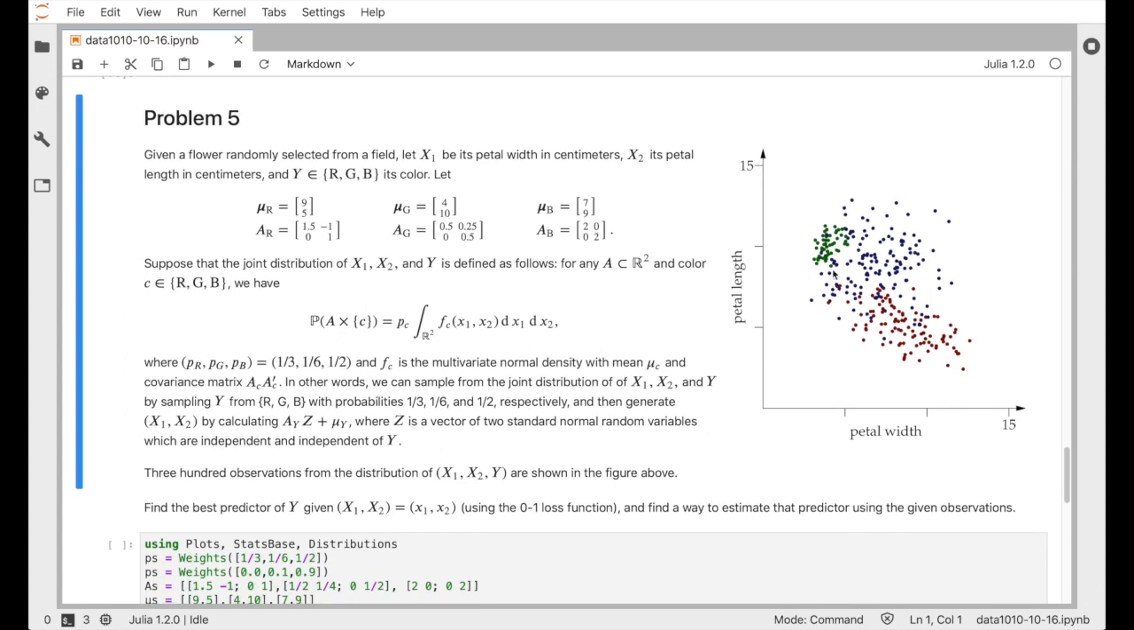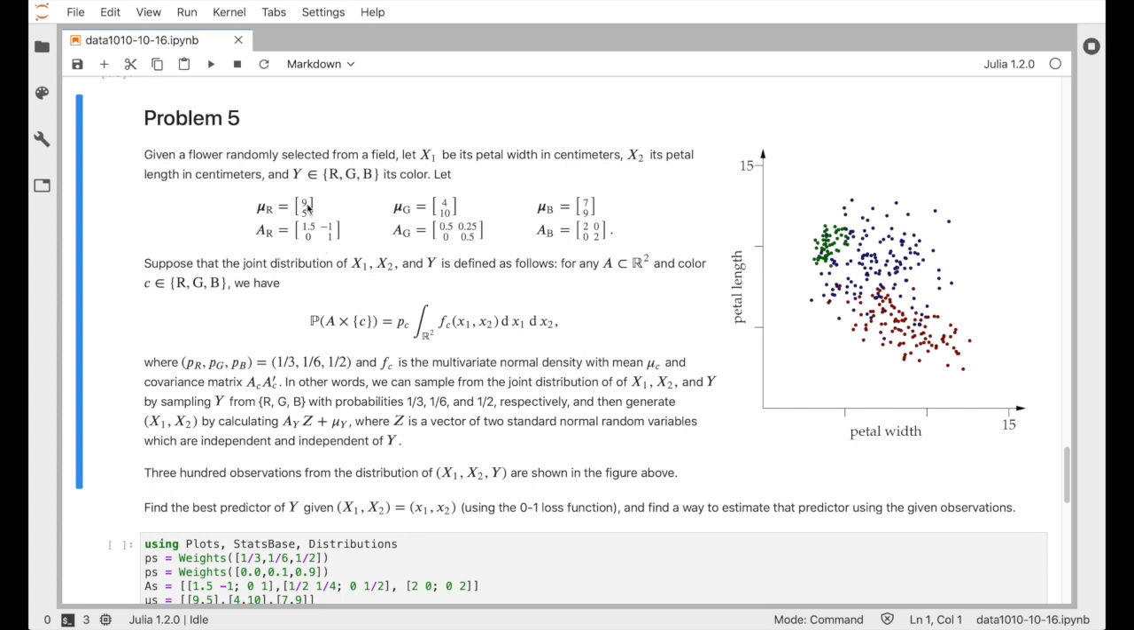Let's suppose that we have 3 colors of flower: a green flower, a blue flower, and a red flower. And they have different prevalences. So half the flowers in the field are blue, a sixth are green, and a third are red. So we're going to need to take that into account. But conditioned on color, the distribution is going to be multivariate Gaussian with particular mean and covariance matrix that we're going to know.